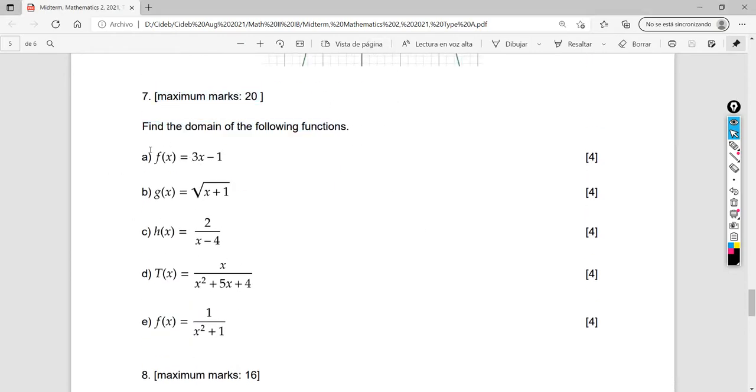7. Find the domain of the following functions. I give you 5 functions. I'm gonna do this very quickly because I'm getting tired. This one, the domain is all the real numbers. Why? Because this function never breaks down.